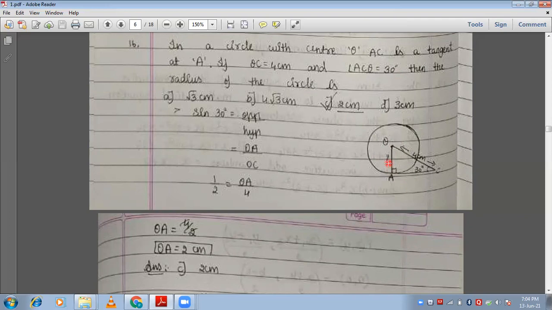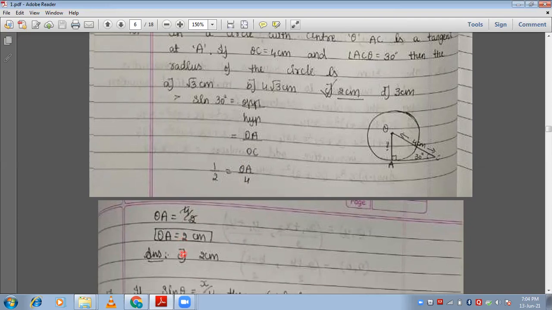Means this is opposite. Opposite by hypotenuse means you need to take sine. So sine 30 is equal to opposite by hypotenuse. Opposite is OA. Hypotenuse is OC. Sine 30 degrees is 1 by 2, which is equal to OA by OC, which is how much? 4. So at last you will get the radius is 2 centimeters. So option C is correct.